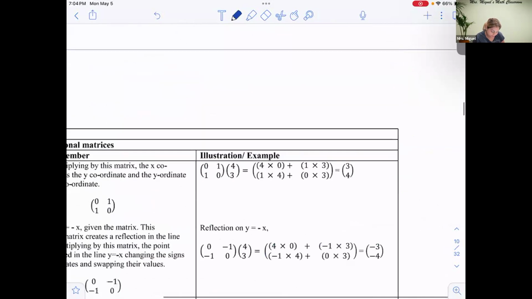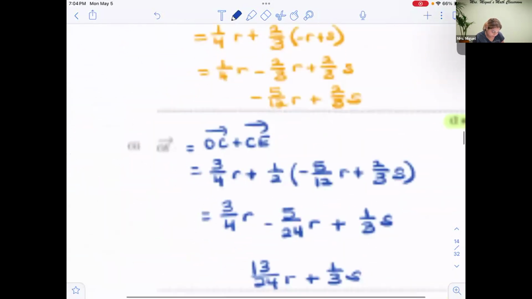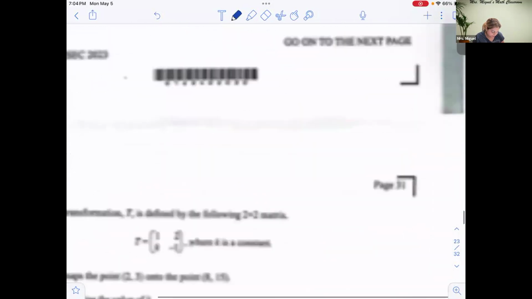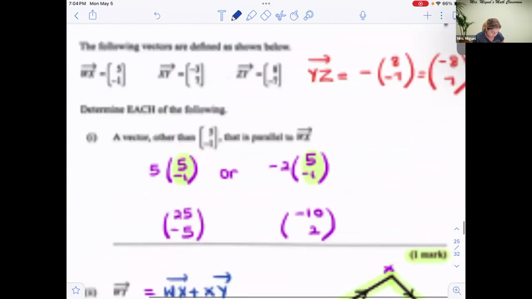So that was the 2020 D1. Let us go to, we don't do that yet. Right. I'll leave any transformational matrices for last.